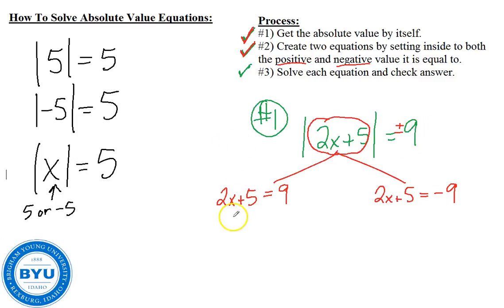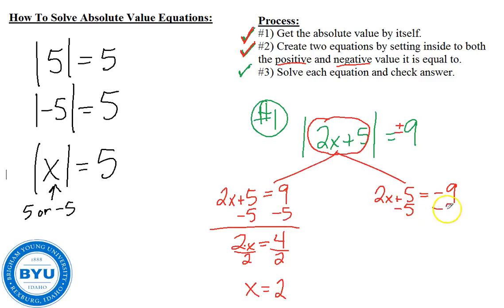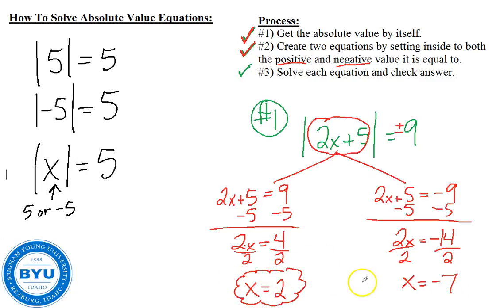Now we solve each one of these separately. So I'm going to minus 5 from both sides. When I do that, I get 2x equals 4. I'm then going to undo the times by 2 by dividing by 2 to get x equals 2. Now there's a second solution here. I need to solve both of these equations. I need to now come over here and do minus 5 from both sides. When I do that, I get 2x equals -14. And when I divide by 2, I get x equals -7. Notice that I get two answers, x equals 2 and x equals -7.